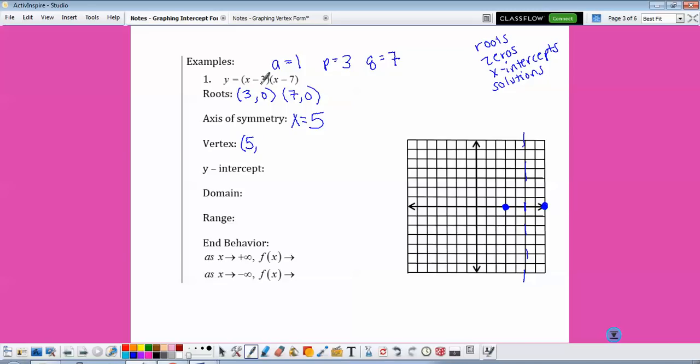And I'm going to take 5 and plug it in up here. So (5 minus 3) times (5 minus 7). You're going to type it in your calculator just like this, and you should get negative 4. Make sure you're plugging into the original formula. So I'm going to plot the point (5, -4).